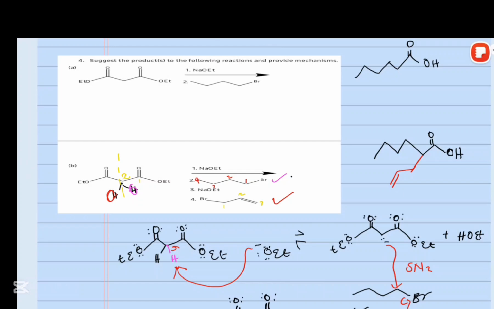Meaning you have formed a substituted carboxylic acid, because in this case we have used 2 alkyl halides. We need to add 2. That's the final answer.